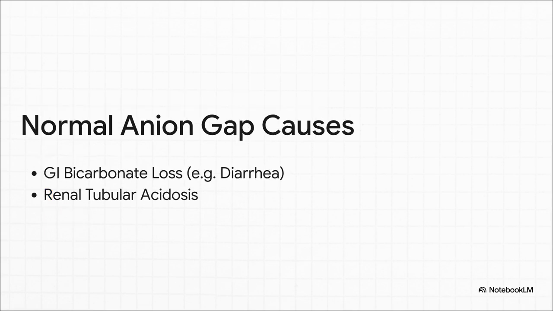So what if the anion gap is normal? Well, the case just got even more focused. Now you're looking at 2 main causes. Either the body is losing bicarbonate through the GI tract, diarrhea is the classic example, or there's a specific kidney problem called renal tubular acidosis.